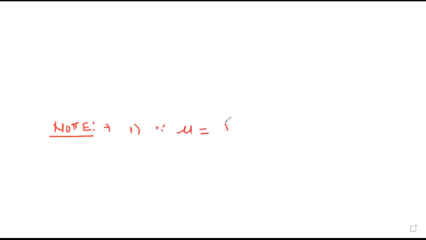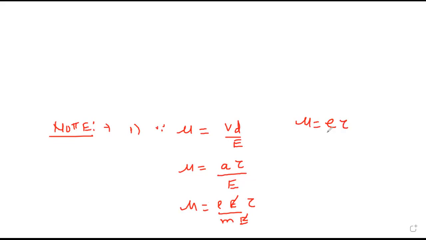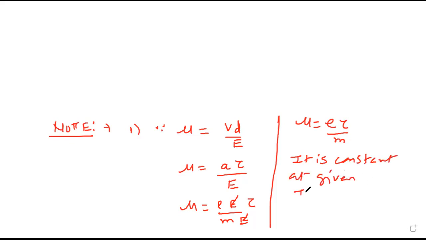Since mobility is drift velocity upon E, what is the drift velocity basic formula? A into tau, right? Yes, sir. So can I say eE upon m into tau upon E? E can be cancelled. So it is also equal to small e tau upon m. Number of electrons is constant for a given material. Mass is constant. Time depends upon temperature. So it is constant at a given temperature. Just write down this as a note.